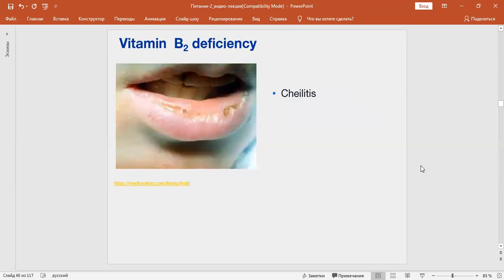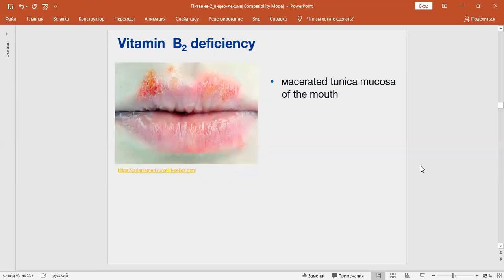Cheilitis is an inflammation of the lips that manifests itself in the form of blanching and peeling. Small cracks, redness, and maceration are located on the red border of the mucous membrane of the lips. Sometimes the lesion spreads to the skin. Almost all people, at least once in their life, have had cheilitis.